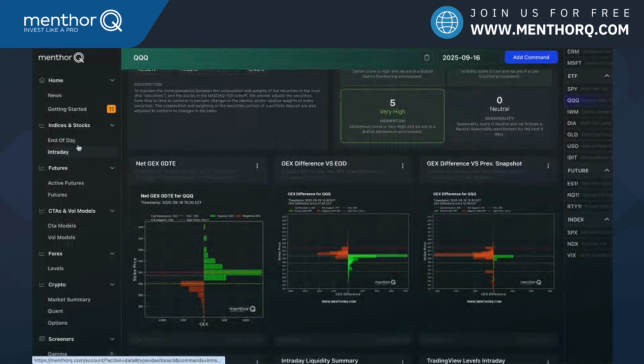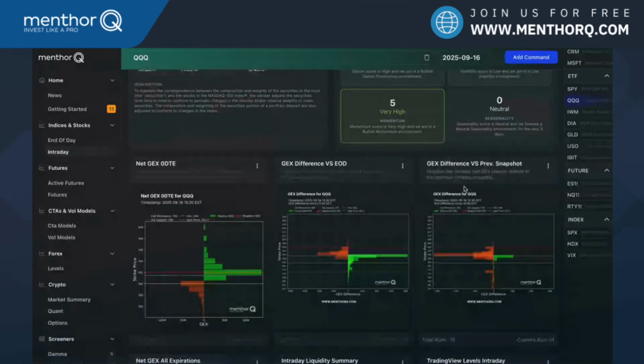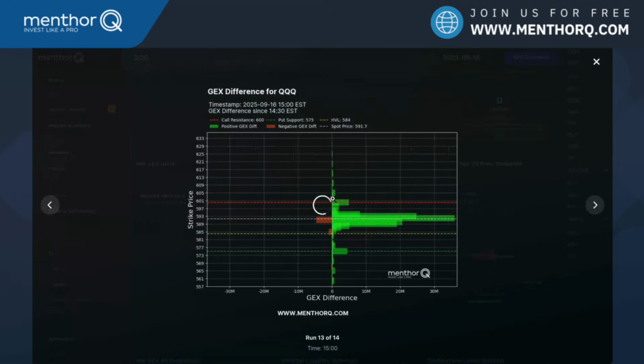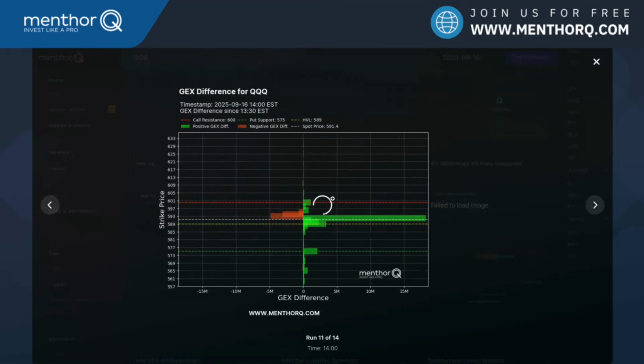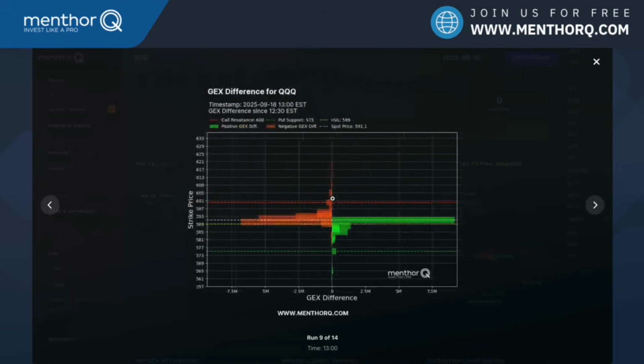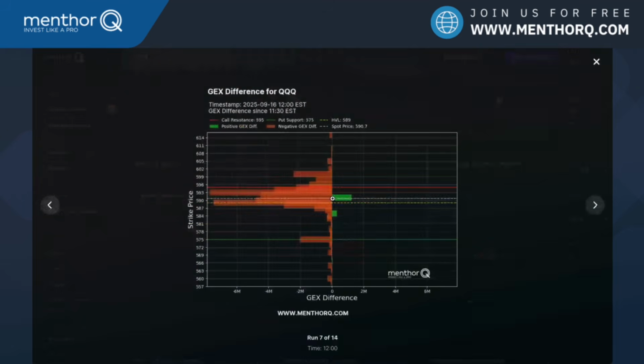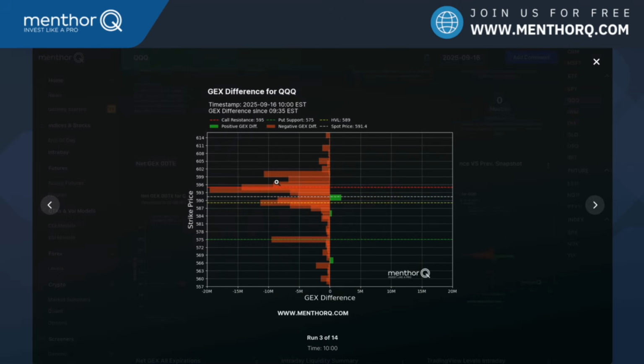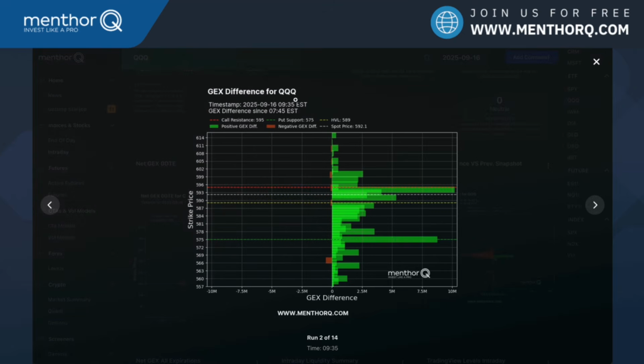And what I'm going to look for is our Jack's difference versus end of day, or Jack's difference versus the previous snapshot. What this is showing me is the change in gamma every 30 minutes. So every 30 minutes, we have a snapshot, 14 times per day. So you can see the timestamp at the top. And then I'm going to go back to our 9:30 snapshot. So this is 9:35 at the open. How does gamma change compared to the previous day?